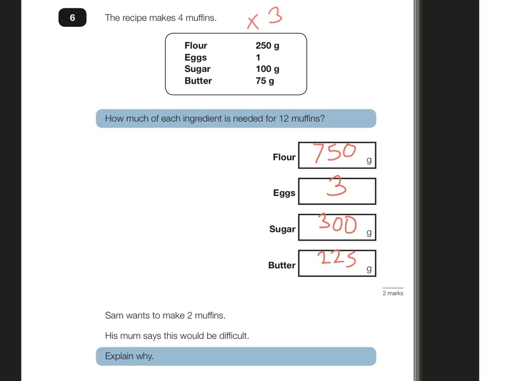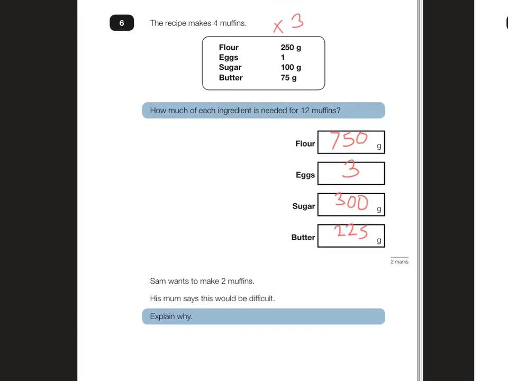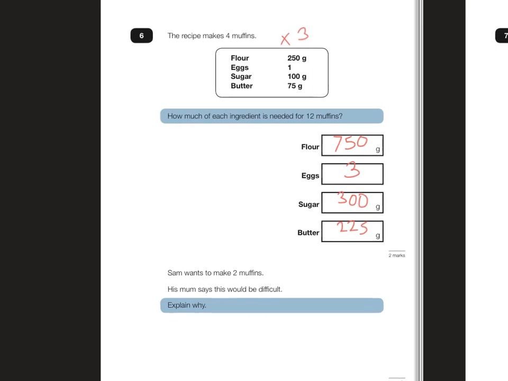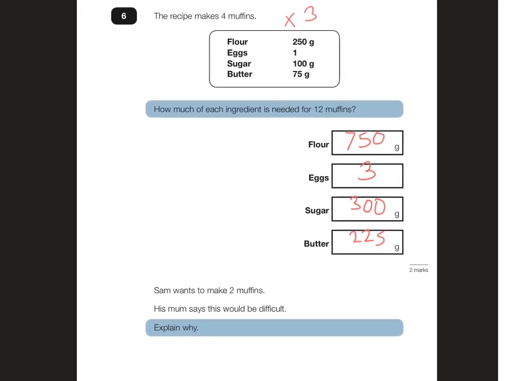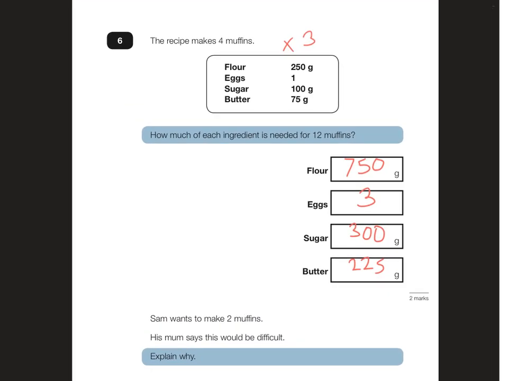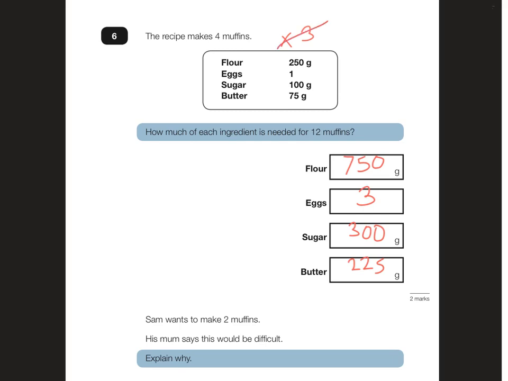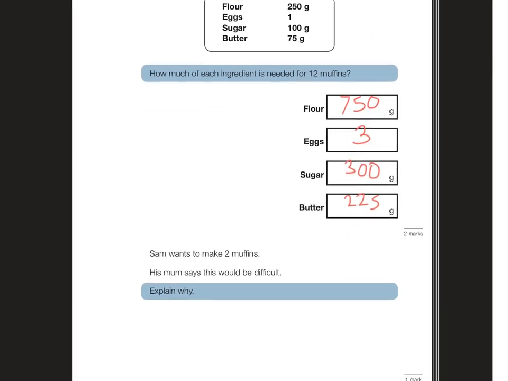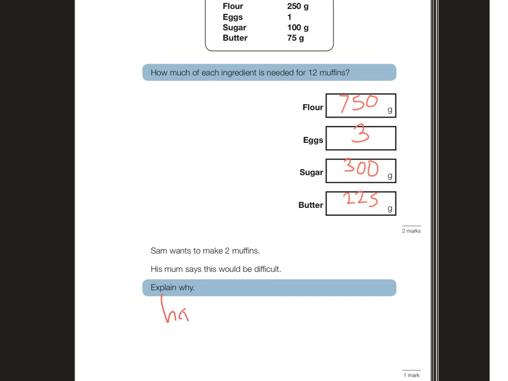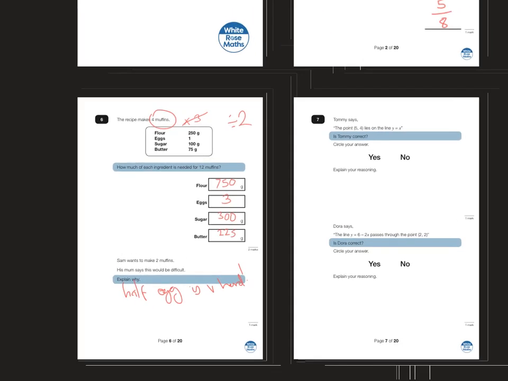Okay. Sam wants to make 2 muffins because he doesn't want to help other people. He doesn't want to give out muffins, just wants to have 2 muffins for himself, and stop there. 2 muffins from 4 muffins would mean I'd have to halve it all. Well, fine for halving the flour, but halving the egg, halving an egg is very hard. And loads of you understood that.